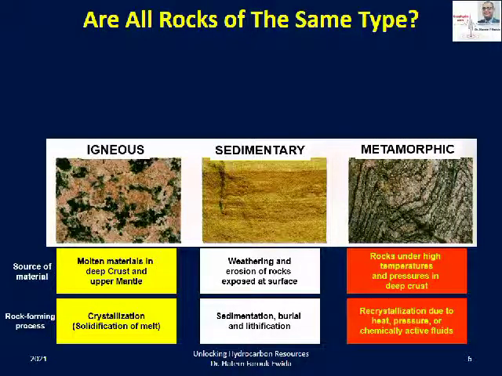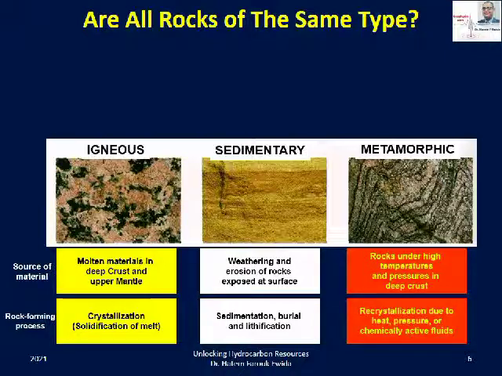The third type of rock is metamorphic. The metamorphic rock could be originally a sedimentary or an igneous rock, but it was exposed to very high temperature and pressure in the deep crust, so it is recrystallized due to this heat and pressure and forms a new type of rock. Which one of them is important for petroleum accumulation?